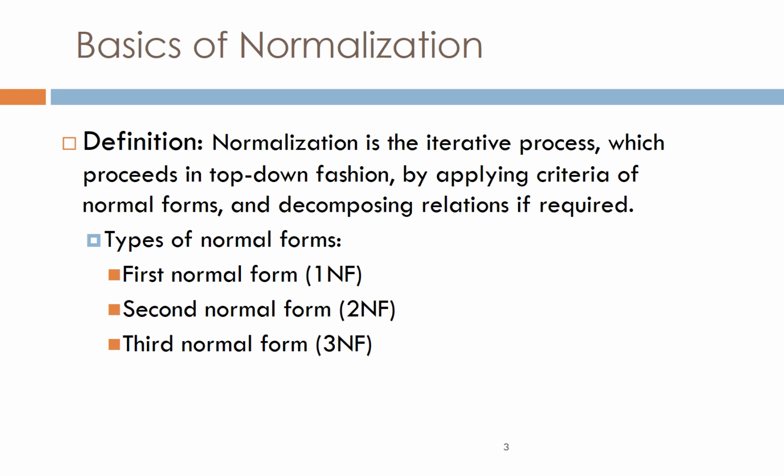Again, it is an iterative process, proceeds in a top-down fashion by applying criteria of normal forms and decomposing the relations if required. Types of normal forms according to the diploma syllabus are first normal form, second normal form, and third normal form. Other normal forms are BCNF, 4NF, and 5NF, which are not included in the syllabus of diploma.